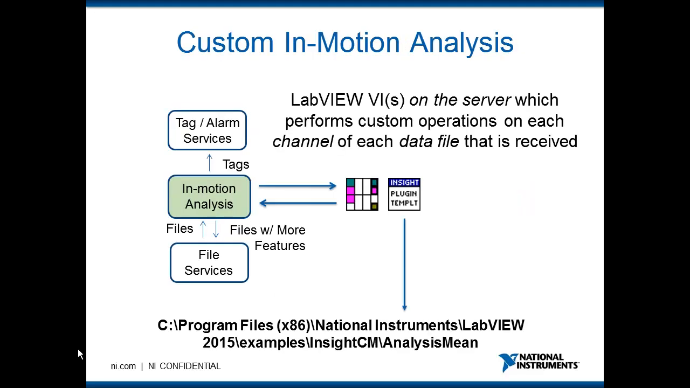So this is a snippet from the data flow diagram that we discussed earlier. I've zoomed in here on the file services and the in-motion analysis portion. If you recall, the devices can send files periodically to the server, and every time a file arrives, it kicks off this in-motion analysis VI. And this is the part that the SDK opens up. So basically, all you need to do is have a VI that adheres to a certain connector pane and whose path is declared in the metric component, and we can run whatever analysis we want here on the server.